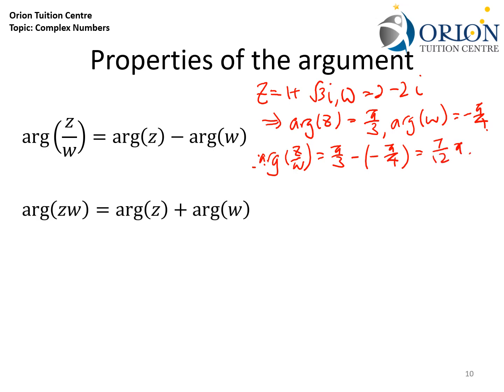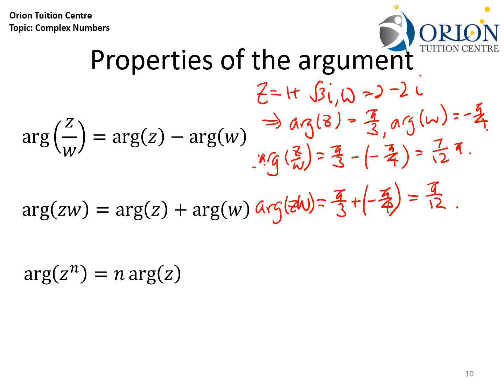Next, the argument of z times w is the same as the argument of z plus the argument of w, which is the same as the product rule of logarithms. Thus, the argument of zw will be equal to pi over 3 plus negative pi over 4, which gives us pi over 12.